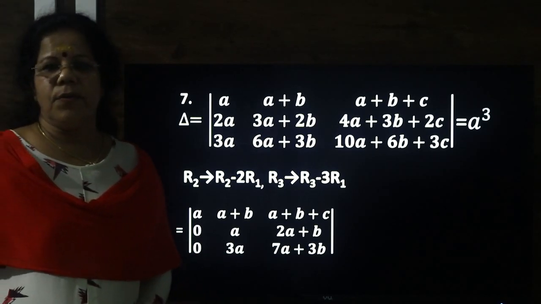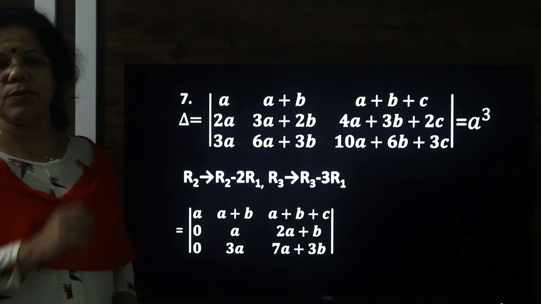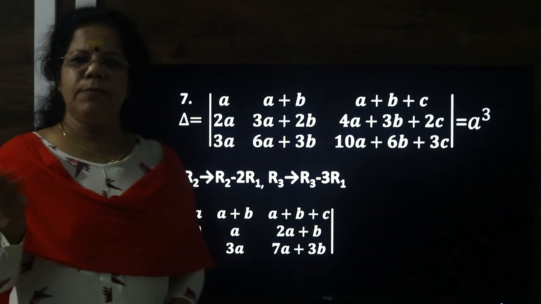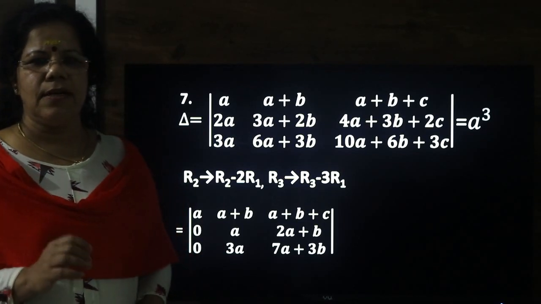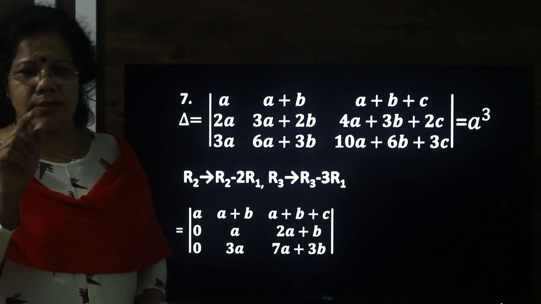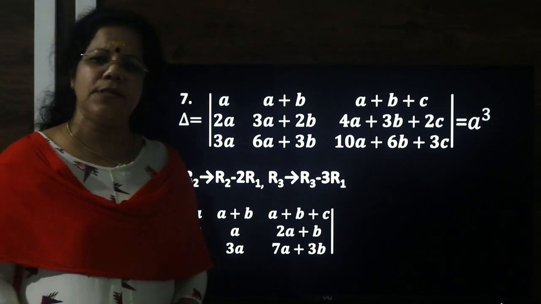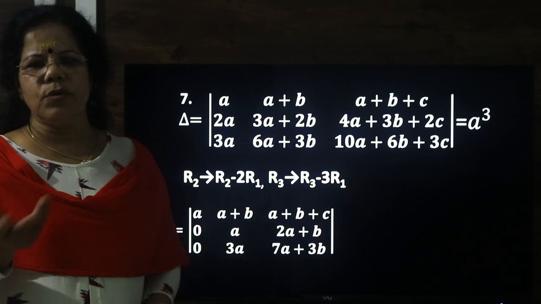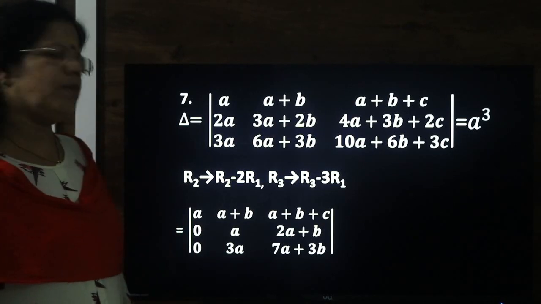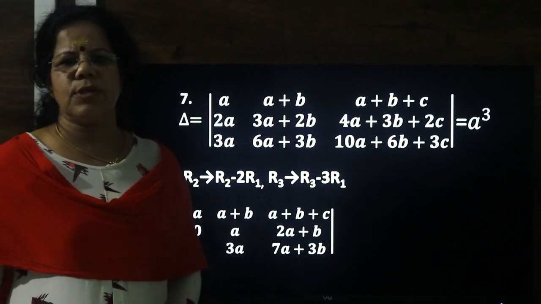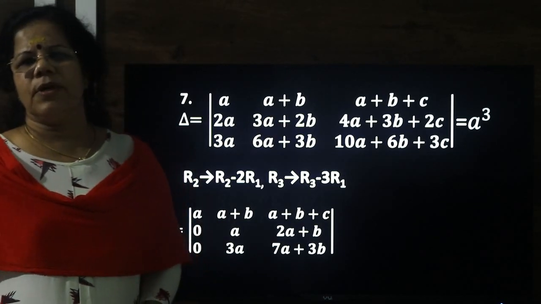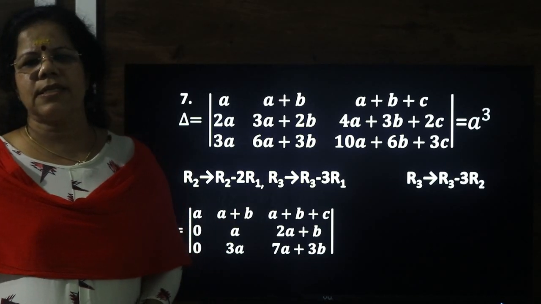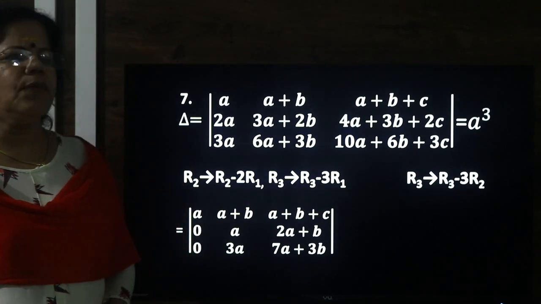Right? Now once again you concentrate. Suppose you expand this, you will get the answer. Right? You can expand because in the first column a alone is there, and the second and third elements in the first column are 0, 0. Use that column for expansion. But better we will do one more operation to get some more zeros. How to make that, you see? We are going to do the operation R3 changes to R3 minus 3R2. What is it, you see?